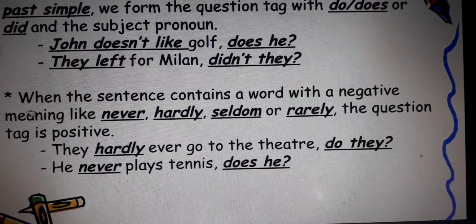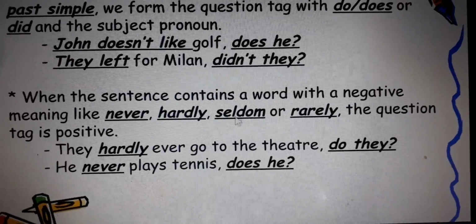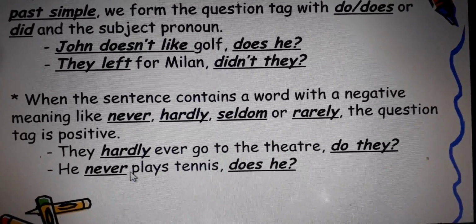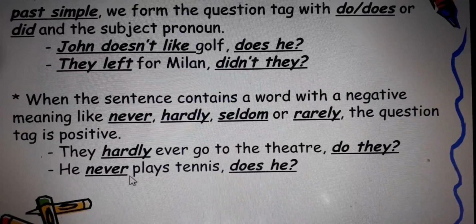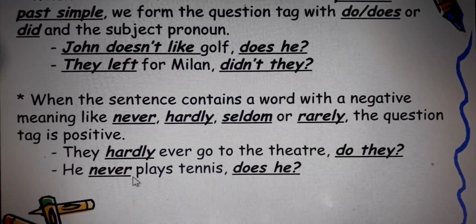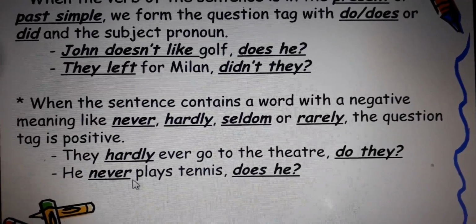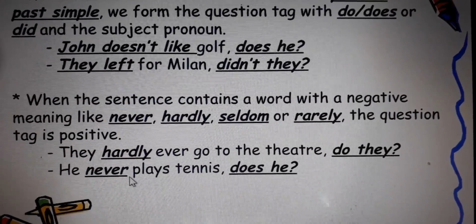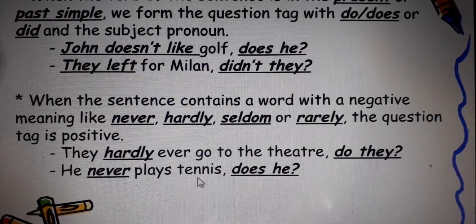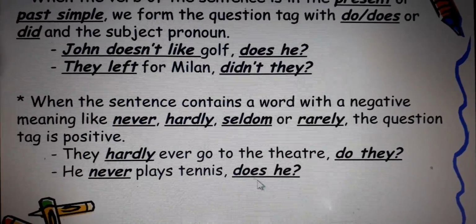Never, hardly, seldom and rarely are words with negative meaning, and if they are present in a sentence, they indicate the sentence is in a negative sense. So if the sentence is in a negative sense, we are going to provide what? A positive question tag. He never plays tennis. So does he? Does he, with a question mark.